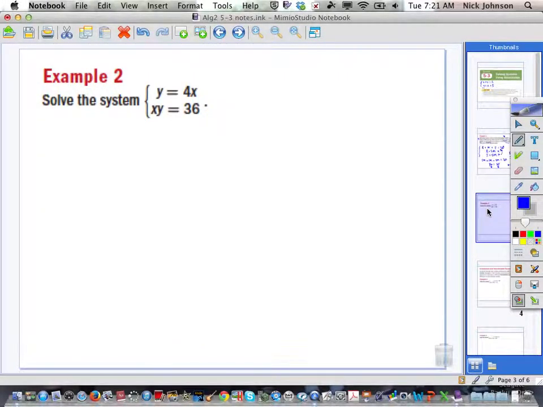Example 2, it says solve this system. The system of equations is y equals 4x and x times y equals 36. Okay? So, what we are going to do here, I'm looking for the equation that has one variable by itself. Well, this equation has one variable by itself. So I'm going to substitute this equation into this equation. So wherever I see a y, you put in 4x in the second equation.